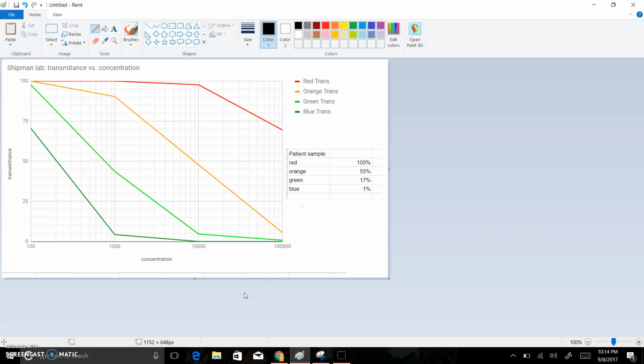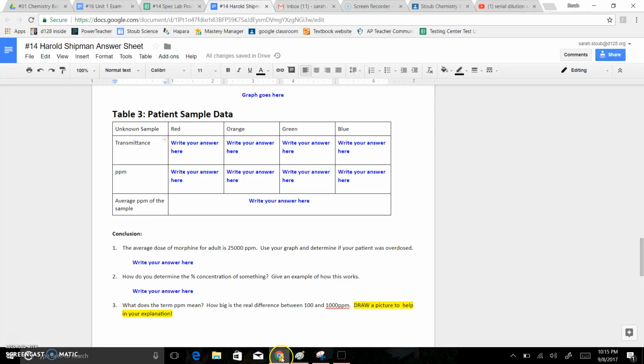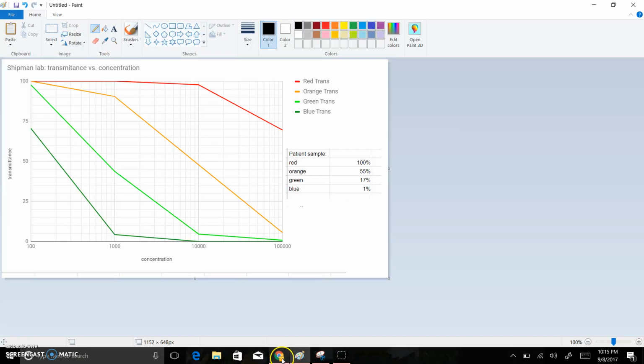Hello, this video is about how to use your graph to read for the patient sample. In other words, after you get this data table filled in, the transmittance filled in, so you've got your patient sample and the percent transmittance for the red, the orange, the green, and blue light, then what do you do? I'd like to help you read that graph if you need some help.